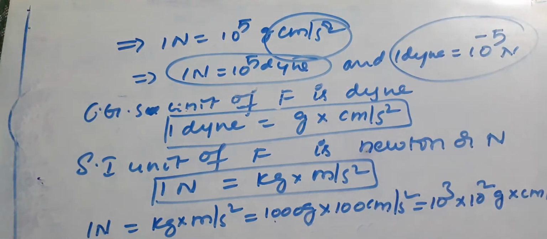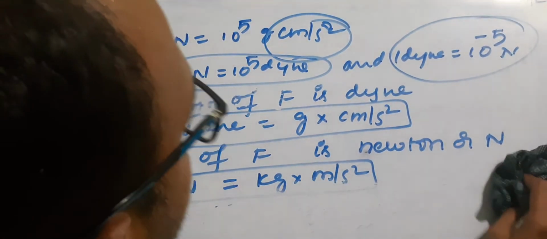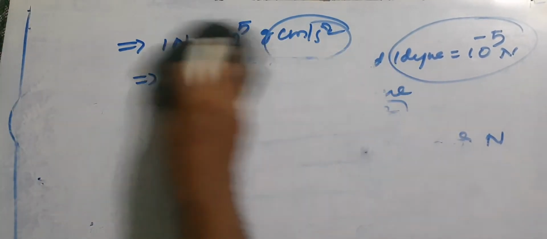So this is about the units of force in CGS and SI, students. So that's all: Newton's second law of motion and the derivation of the formula for force, and also the relation between Newton and dyne, that is the relation between the CGS unit of force and the SI unit of force.